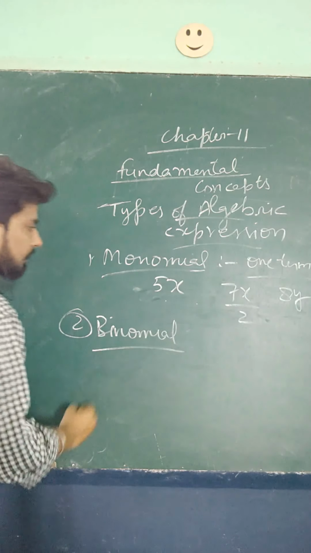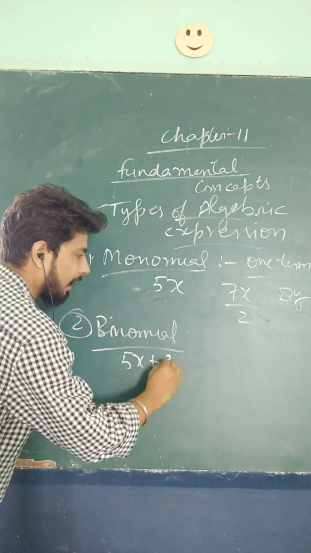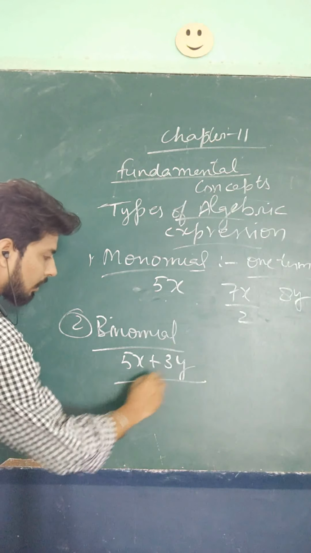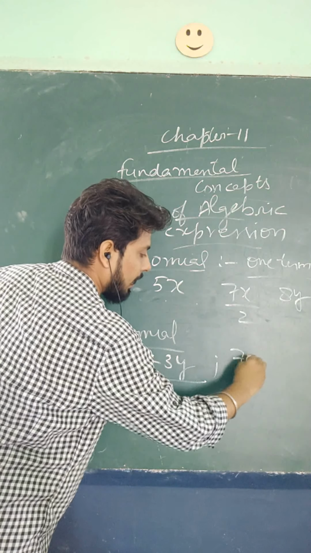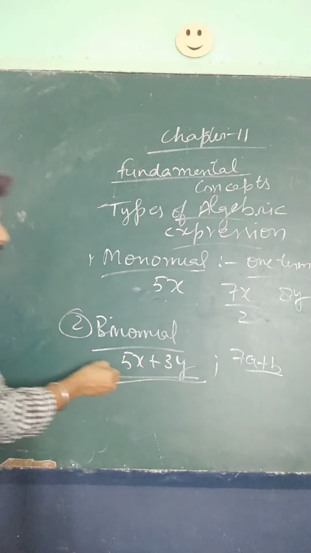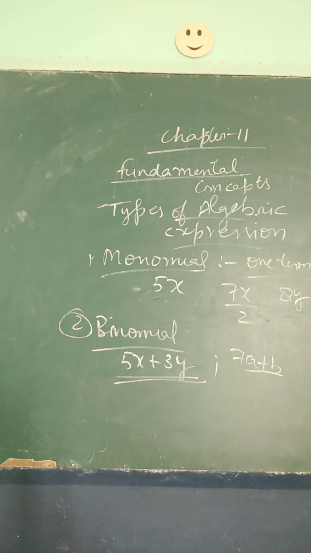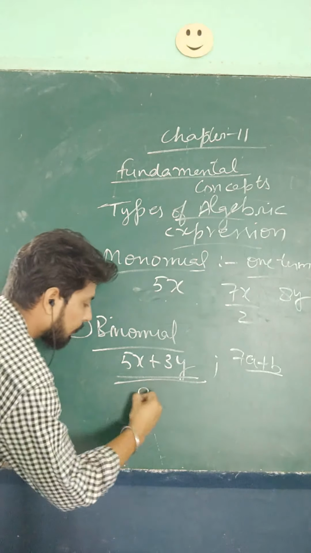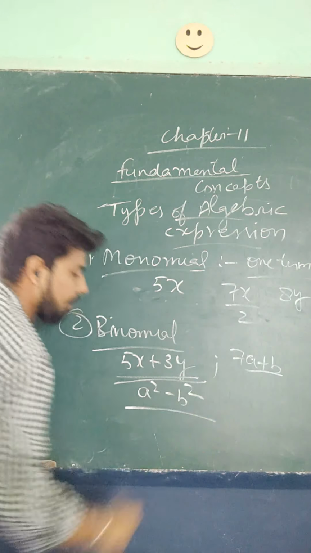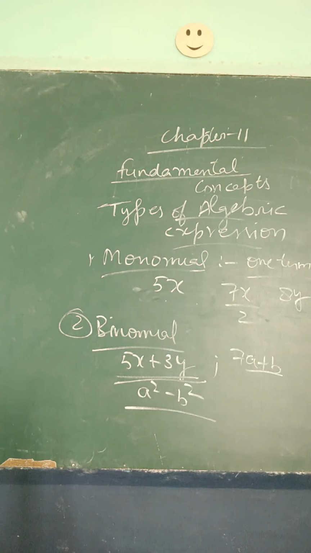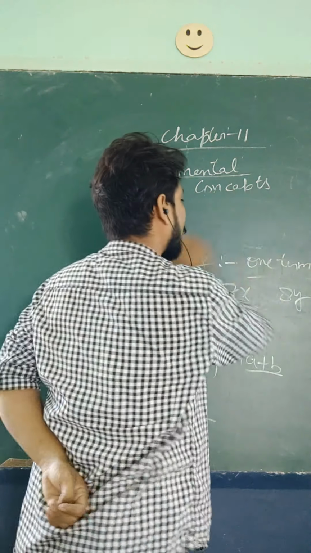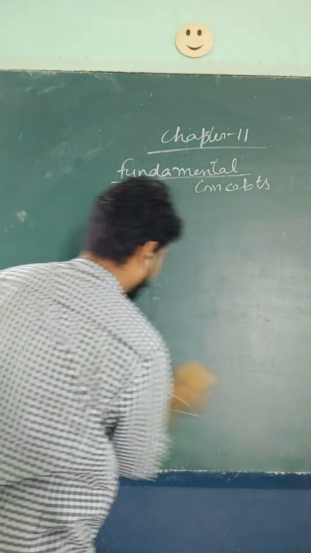Binomial, suppose 5x plus 3y, 7a plus b. These are called binomials because they have two terms. So when we have two terms, these are called binomials. Suppose a square minus b square. This is also a binomial. A binomial has two terms.